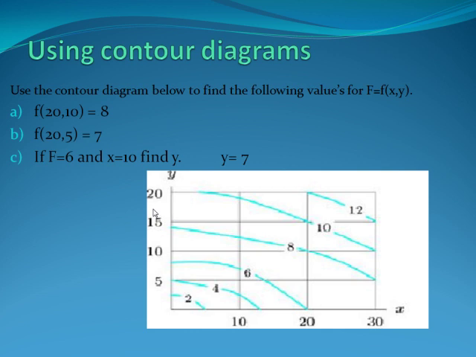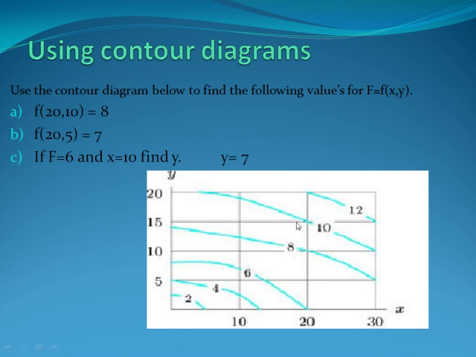it. So we want to use the contour diagram below to find the following values for f, which is a function of x, y. Again, the order is going to be important to help us read off these values. So for part A, we want to find f of 20, 10. Remember, 20 is the x value, 10 is the y value. So what we want to do is go to x equals 20, go to y equals 10, which is here, and see where they intersect, which is this point right here.